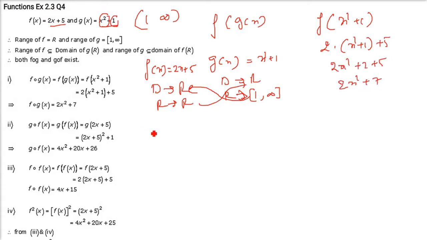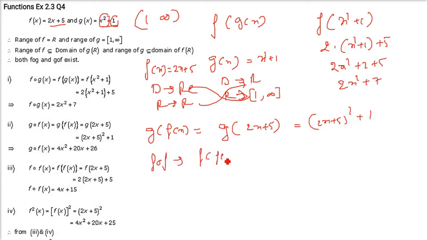Now let us see g of f of x. So g of f of x will be what? g of 2x plus 5. So (2x plus 5) square, because I am putting it here in x square plus 1. (2x plus 5) whole square plus 1.